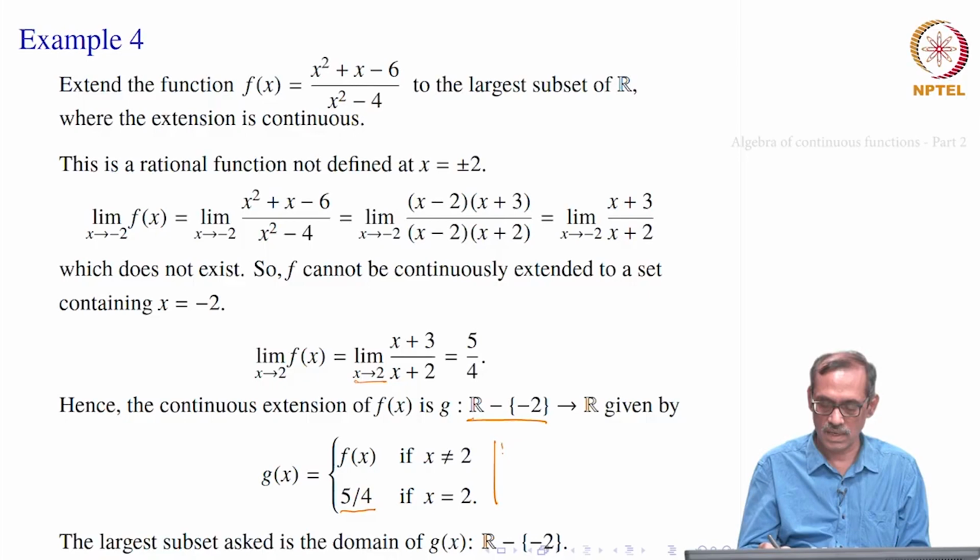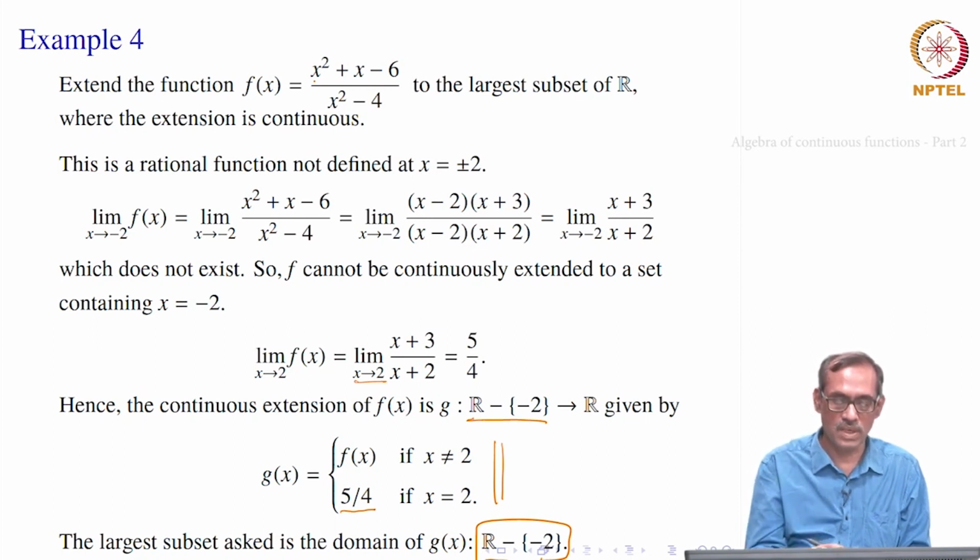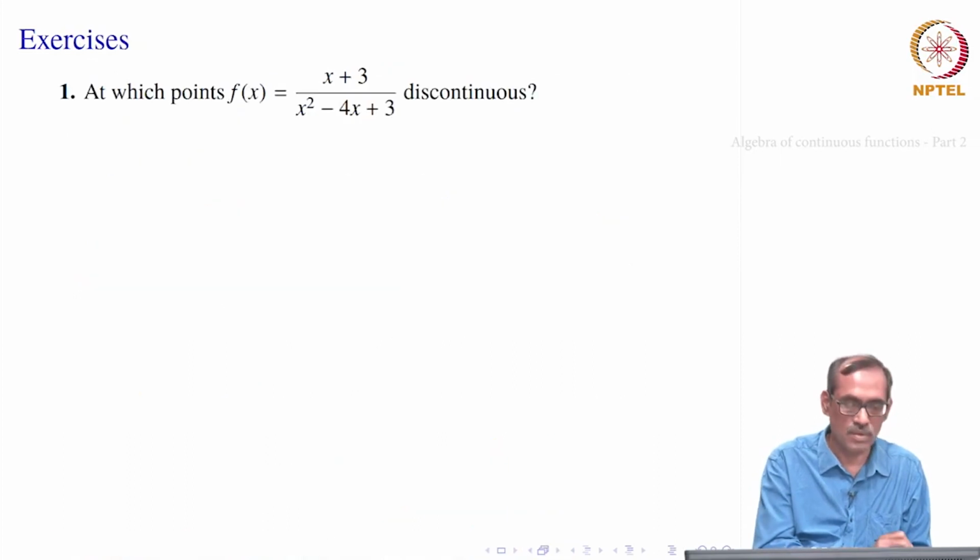So, this new function g is the extended one obtained from f by including this 2 in our domain of definition of g, so that this becomes continuous now. It is continuous everywhere else, it is continuous at 2 also. So, this is the largest subset asked, which is the domain of g, which is R minus {minus 2}. On this only we can define it. So, sometimes we need to consider this domain, and it is a reverse way of solving it. Okay.